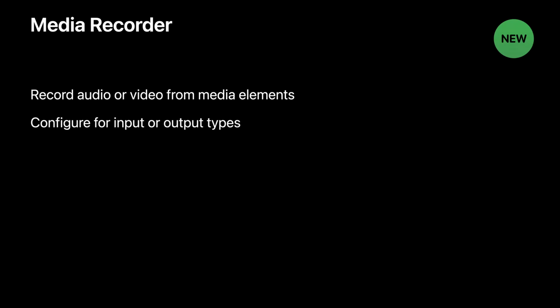You can specify desired options, such as the container's MIME type or desired bit rates of tracks. The API is simple. It is comprised of a single major interface, Media Recorder, which does all the work of collecting the data from source and delivering it to you. Let me show you an example.